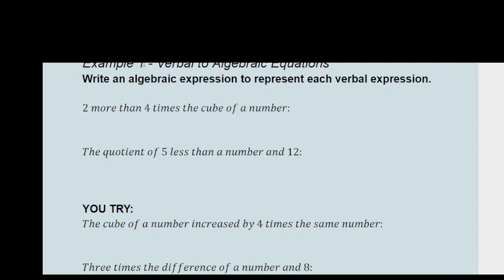So what that means is you're looking at words, you're interpreting what the words mean, and then you're putting them in algebraic symbols so that they make sense. To be fair, these aren't equations; these are expressions. But I think you'll get the idea of what's going on as we go here. The first one says, 2 more than 4 times the cube of a number.